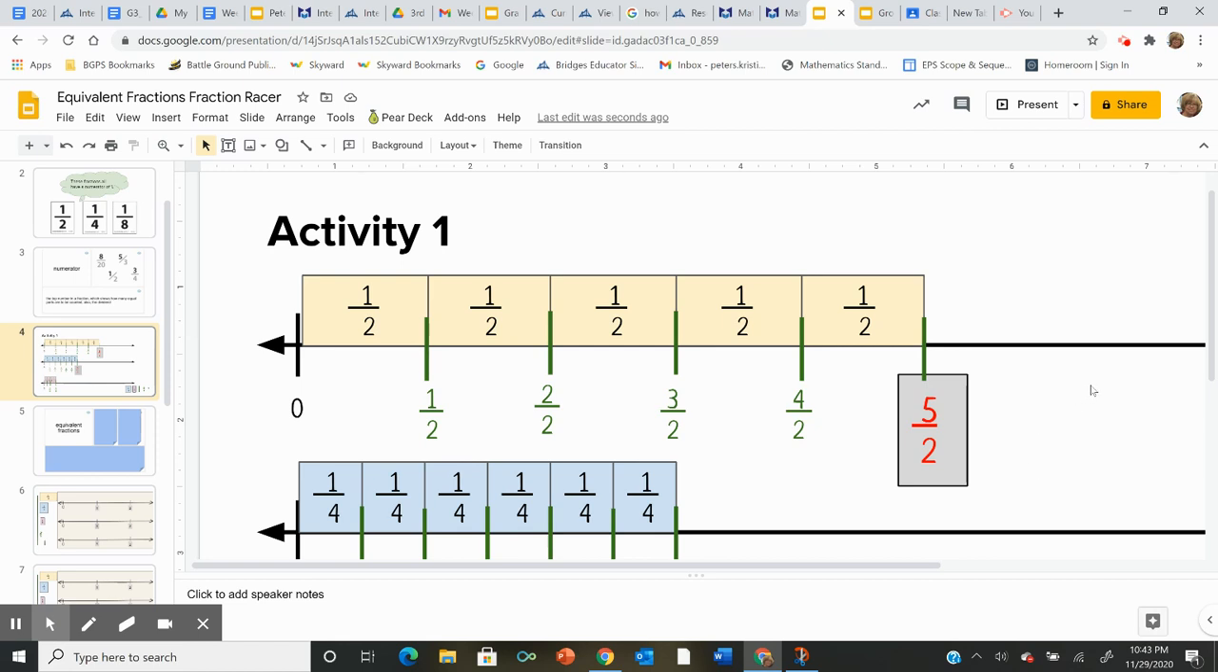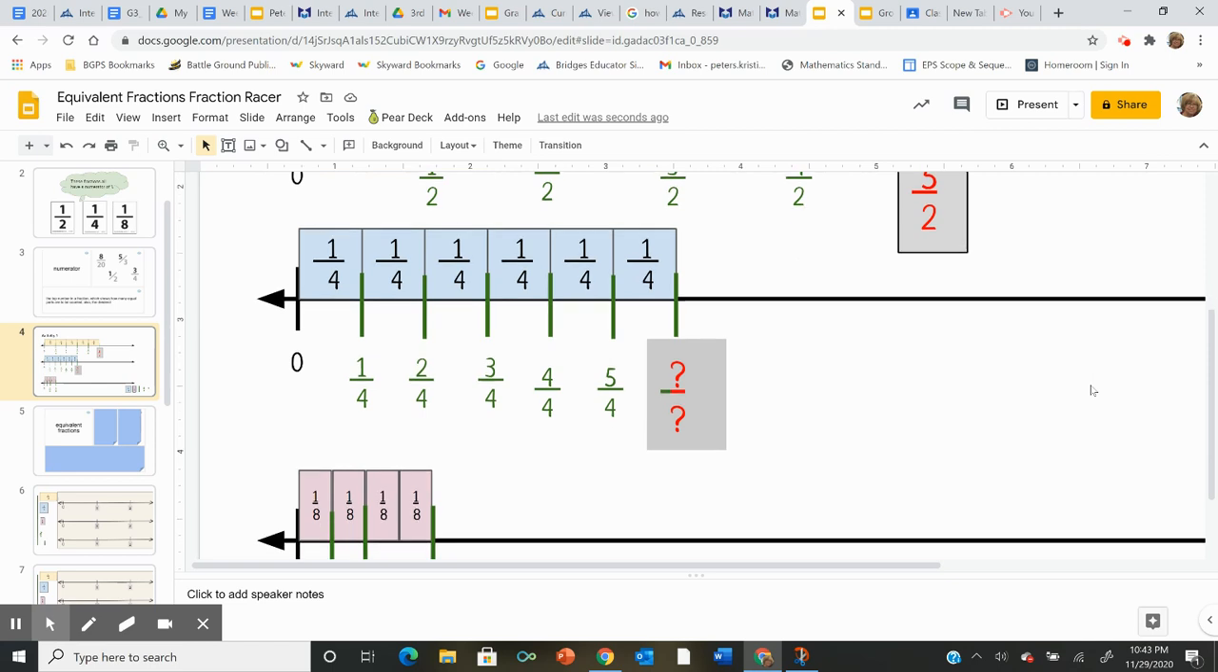So now let's go down and take a look at the fourths that we've collected. Let's see, let's count them. 1/4, 2/4, 3/4, 4/4, 5/4, 6/4. We've collected 6 1/4 pieces.